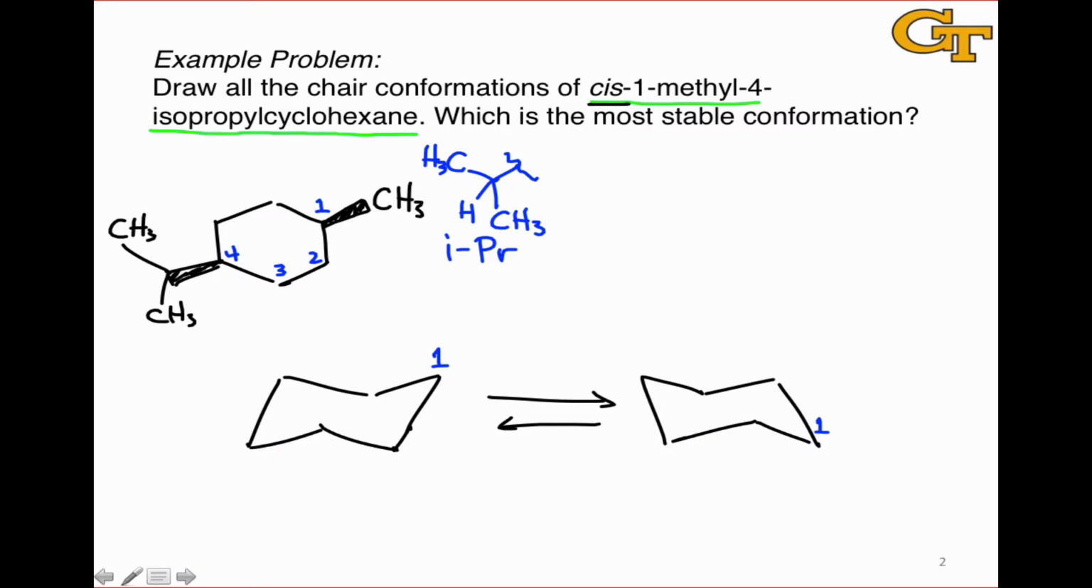Carbon 2 flips upward, and carbon 2 in the original structure is right here. Carbon 3 started upward and flips downward, and carbon 4 started downward and now flips upward. In terms of axial and equatorial positions, let's draw the axial positions in red here on the original structure, and we'll see what happens to the axial positions upon the chair flip.